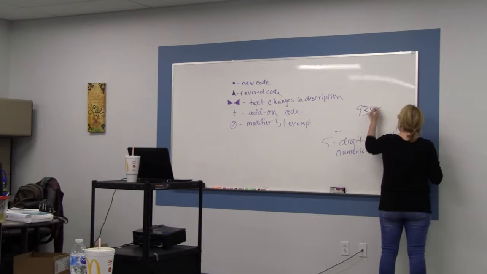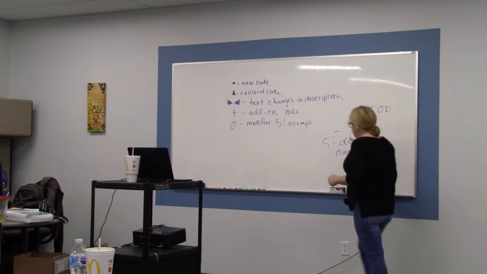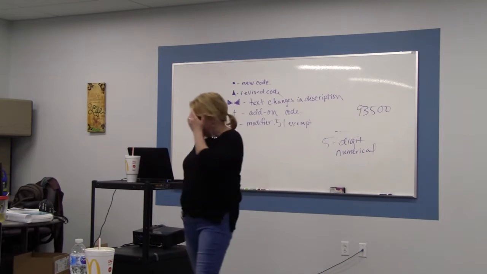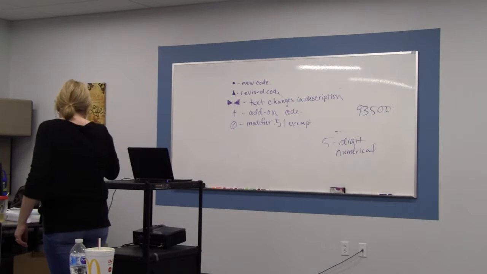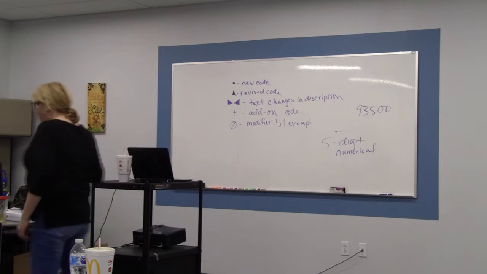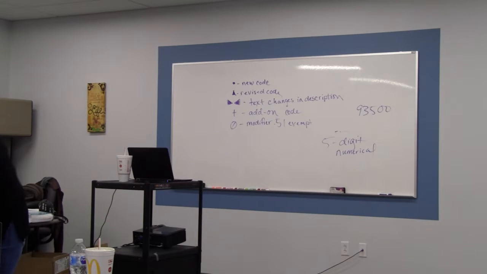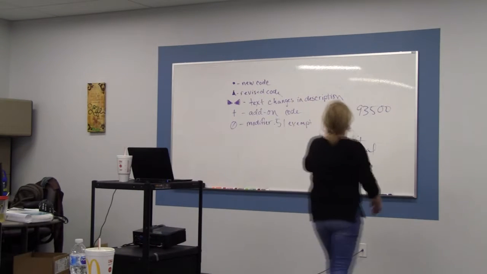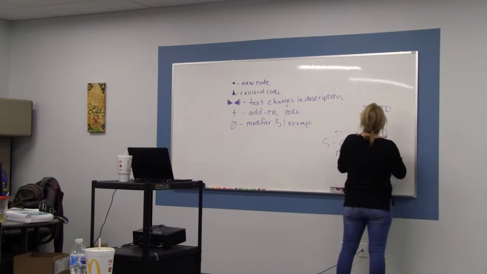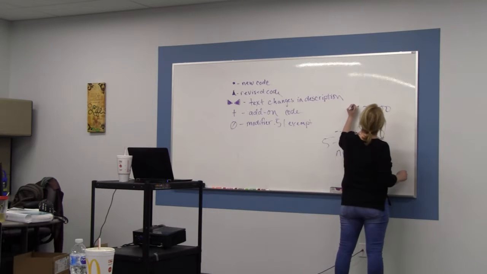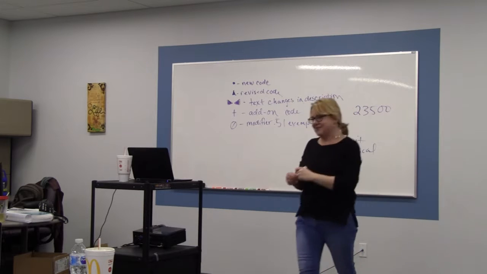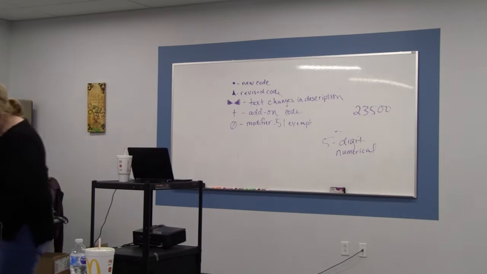What did I say? 93500. Keep going past those 9s. 235. I wrote down 935. I'm sorry. I'm digesting my quarter pounder and I'm sorry, that was my fault. 23500.